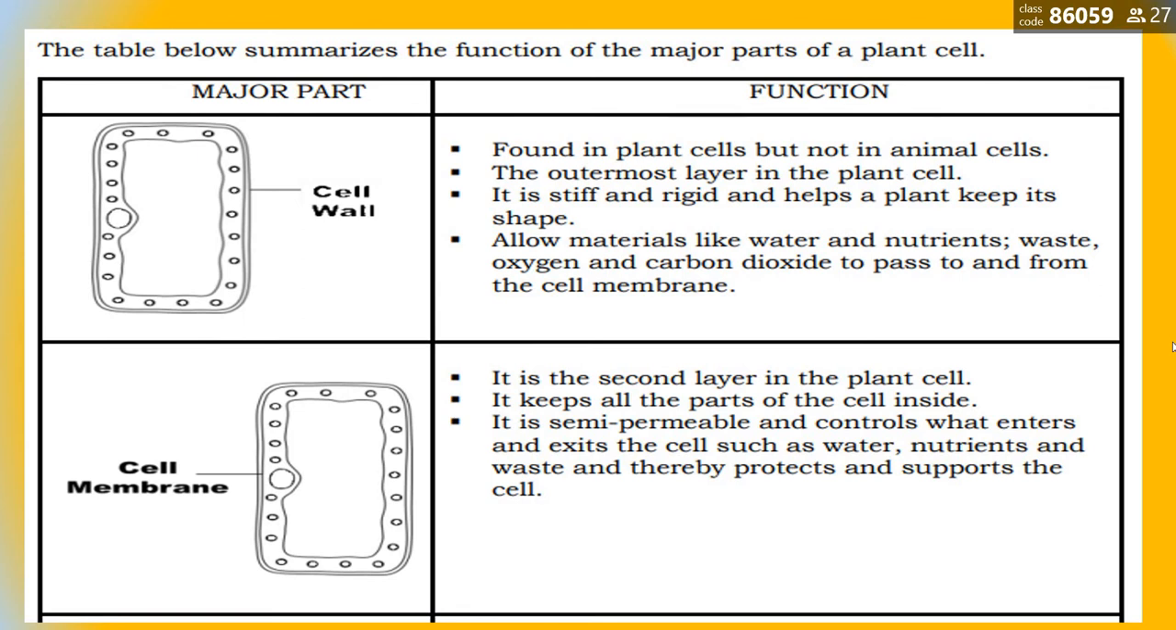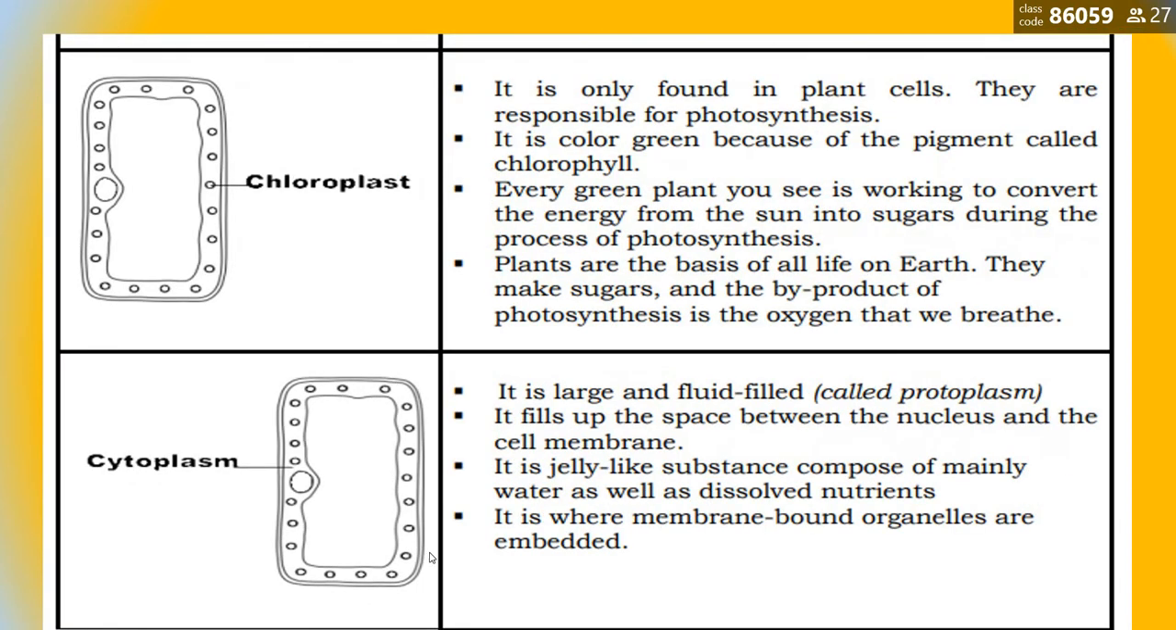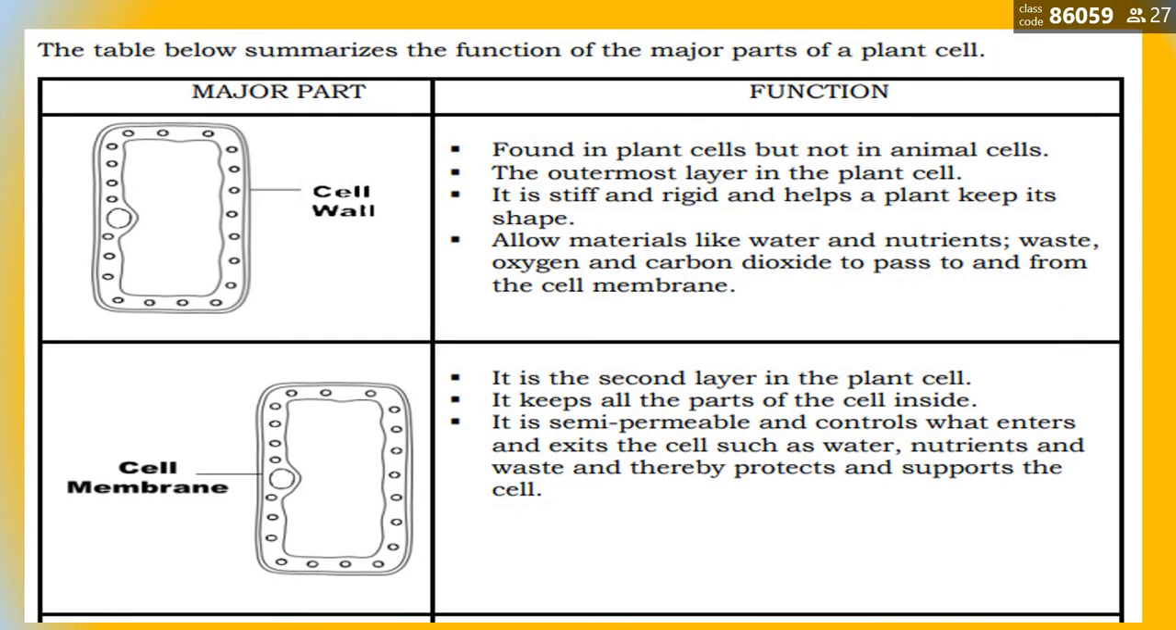Let's have the cell membrane, the second major part of the plant cell. It is the second layer in the plant cell. As you can see, this is the cell membrane. It keeps all the parts of the cell inside. It is semi-permeable and controls what enters and exits the cell, such as water, nutrients, and wastes, and thereby protects and supports the cell. So that is the cell membrane.